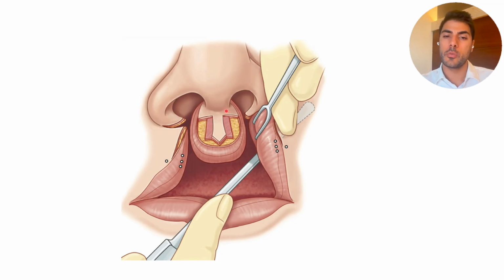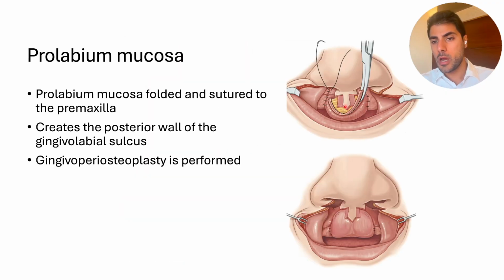We can see first we started with the prolabium, the deepithelialization. We can see the 2 to 3 millimeters kept here, the intact prolabium that we kept in the middle, and for the rest, we discard the skin. We are left with a mucosa. What we do with this mucosa is we fold it upon itself in order to make it smaller, more compact, and we suture it to the anterior nasal spine or to the prolabium, basically, on the premaxilla. This will create the posterior wall of the gingivolabial sulcus.